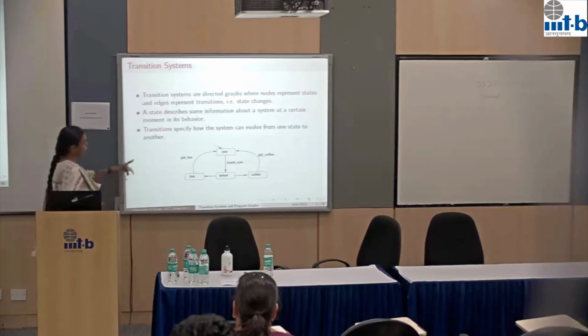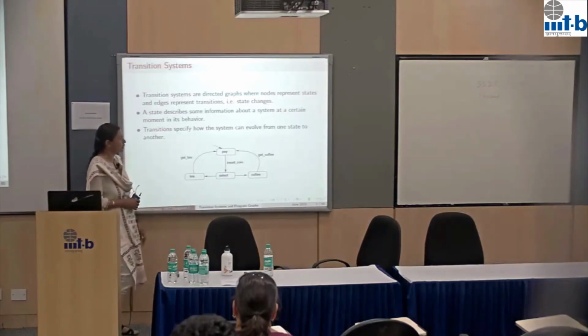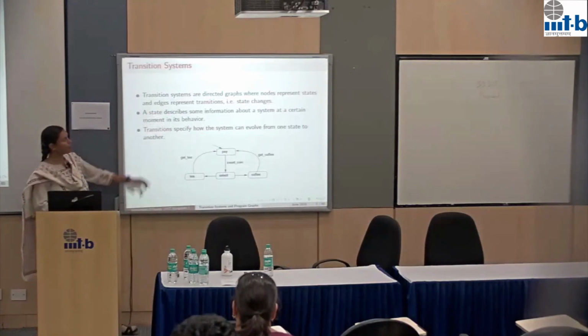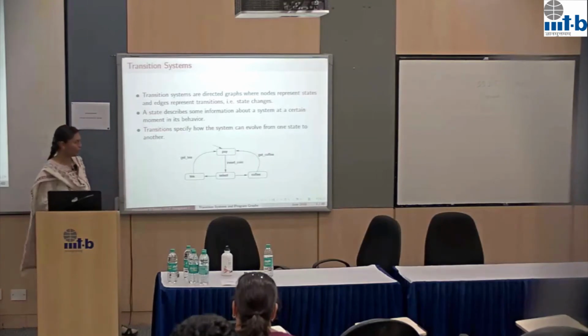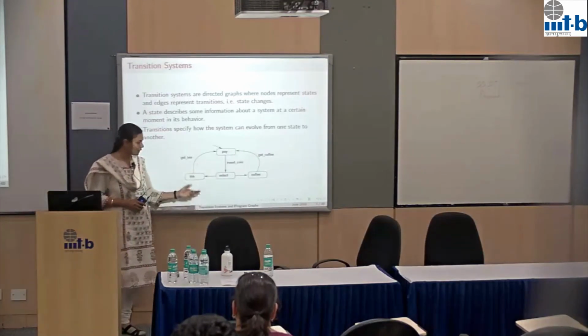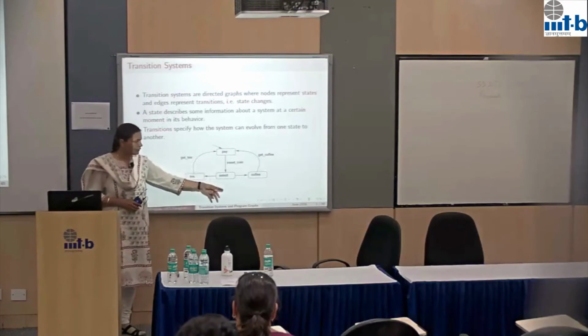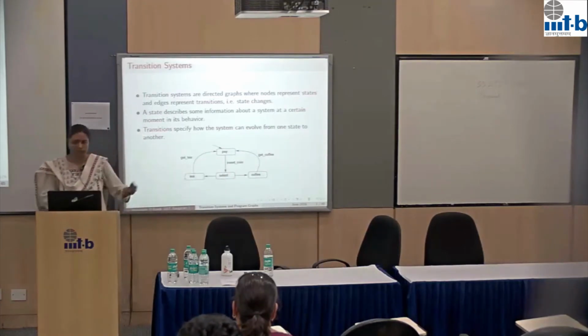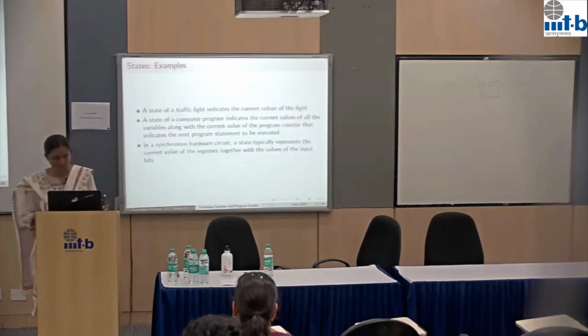Right? So these are transition systems. Graphs, where nodes represent states, edges represent transitions. State describes information about a system at a certain point in its behavior. Here I've used nice names. It will obviously not be like this. There will be variables. Variables will take values. Those will be the names that happen in an actual transition system.